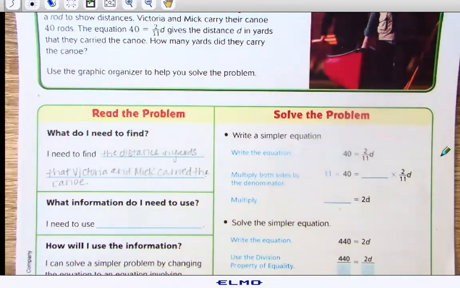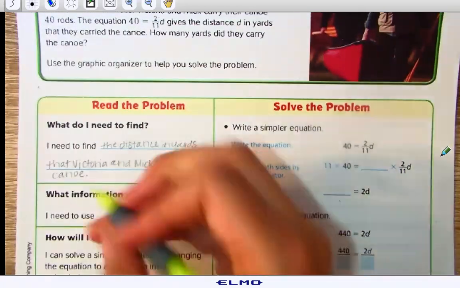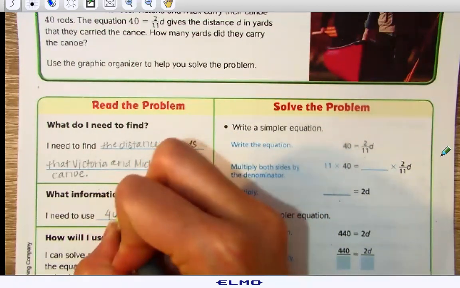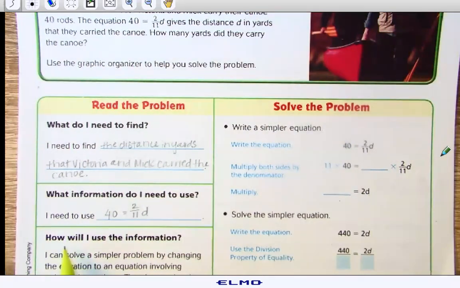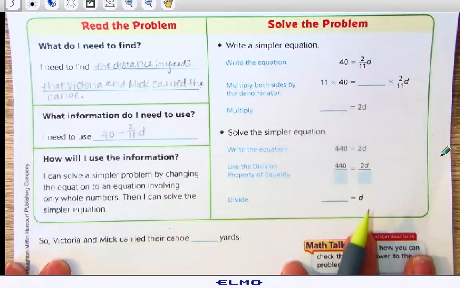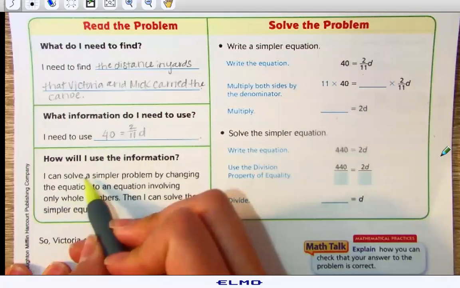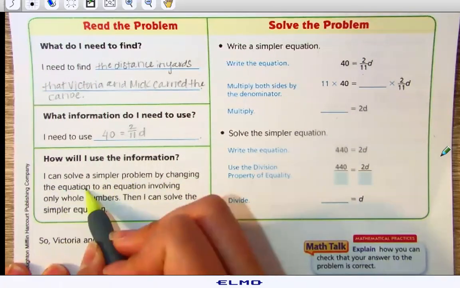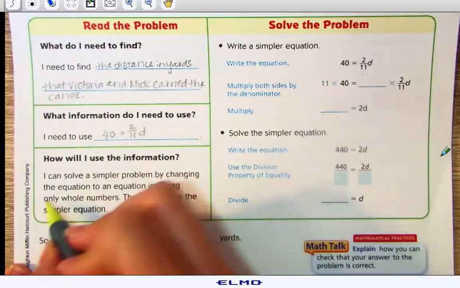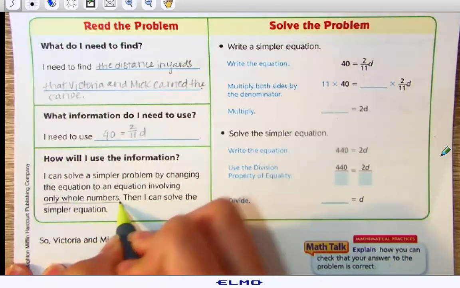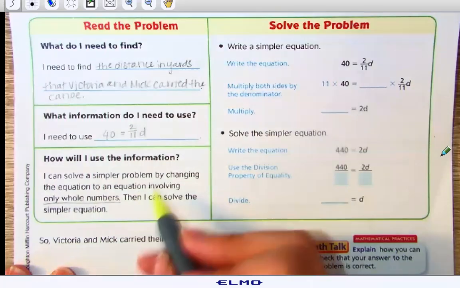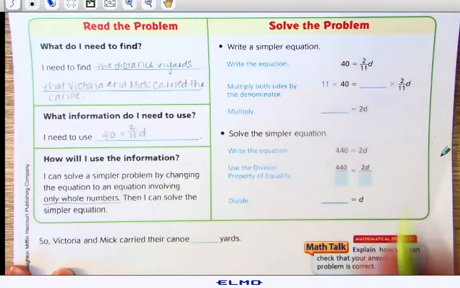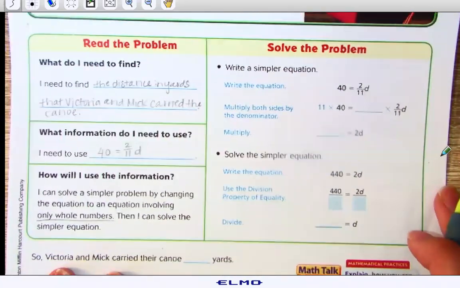What information do I need to use? I need to use the equation 40 equals 2/11 times d. How will I use the information? Well, I can solve a simpler problem by changing the equation to an equation involving only whole numbers. Right now we have a fraction. We're going to want to change this to a whole number. Then I can solve the simpler equation. So let's take a look at how to do that.